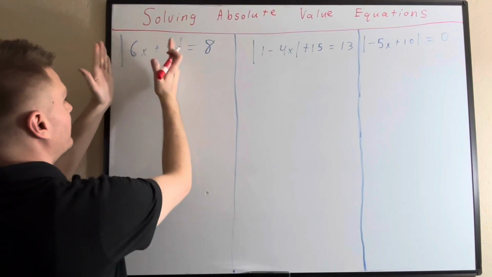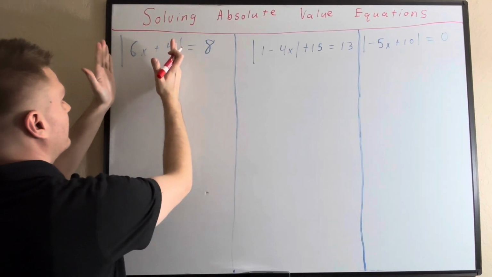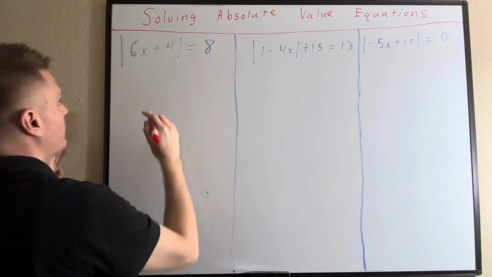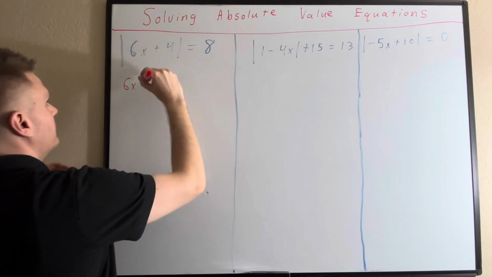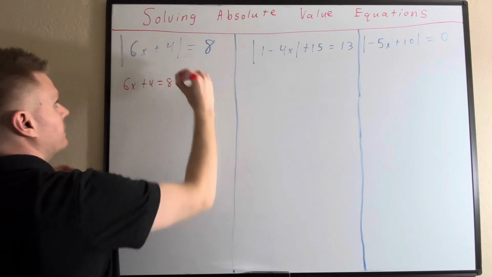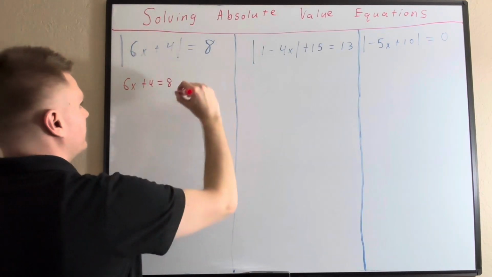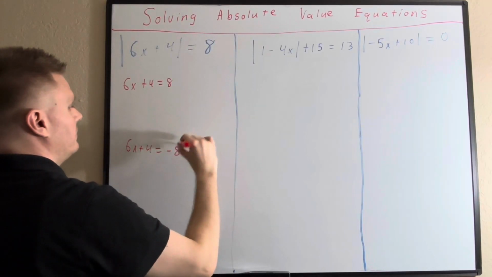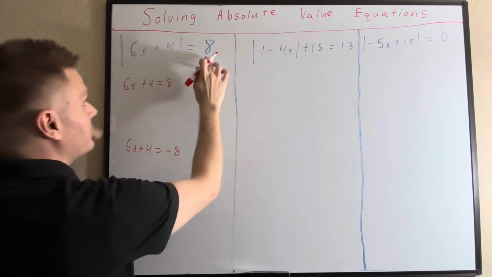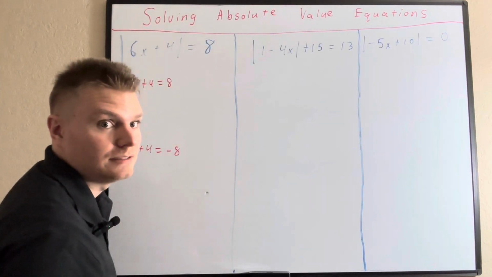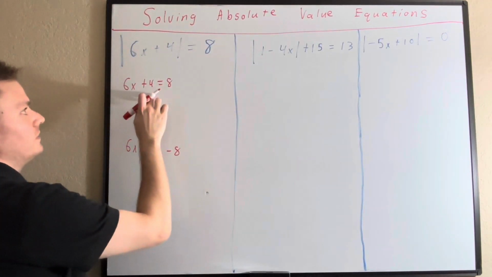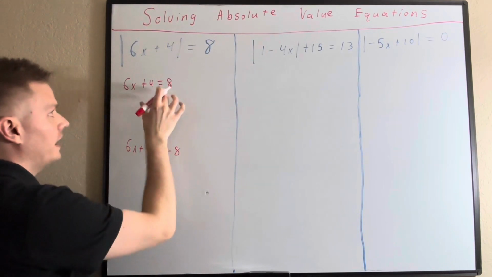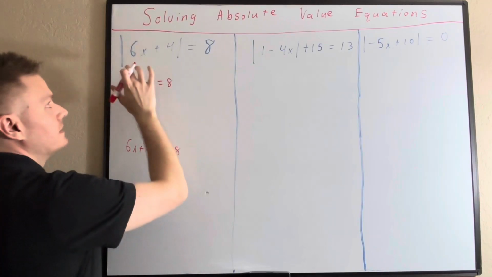So no matter what number this is, it's going to come out to be 8, right? So 6x plus 4 could be 8, right? Or 6x plus 4 could be negative 8, because the absolute value of negative 8 would still give us positive 8. So just like when we're solving equations by factoring, we set each factor equal to 0. This is kind of the same thing.